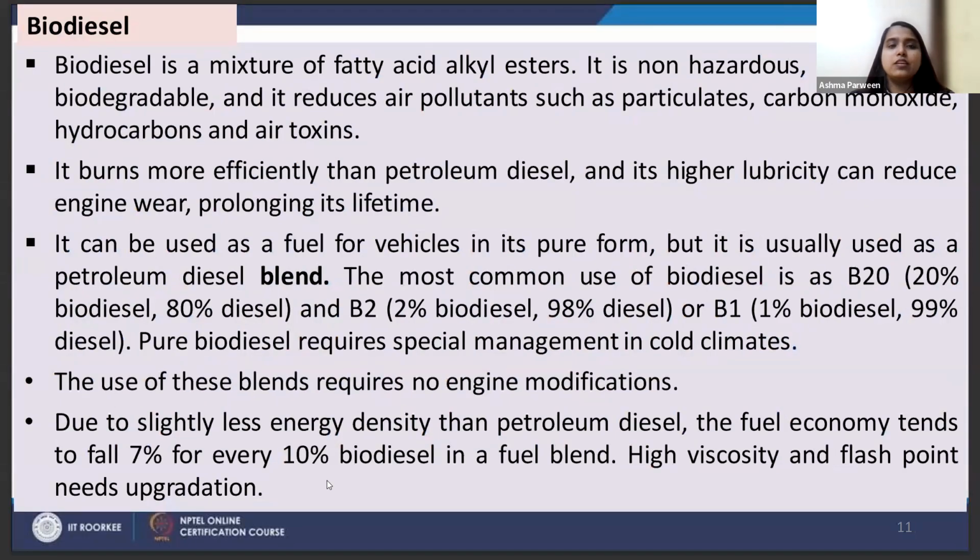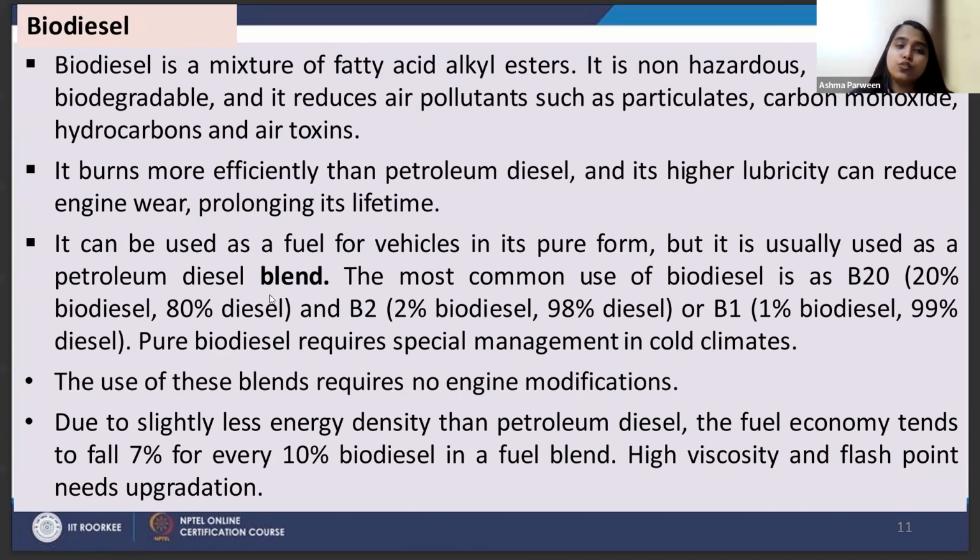Biodiesel is basically a mixture of fatty acid alkyl esters. It is non-hazardous, non-toxic, and biodegradable, and it reduces air pollutants such as particulate matter, carbon monoxide, hydrocarbons, and air toxins. These are produced by combustion of conventional diesel used in engines. Some biodiesels burn more efficiently than even petroleum diesel, and they have high lubricity and can reduce engine wear. And since the wear of the engine is reduced, the engine can be used for a longer time.